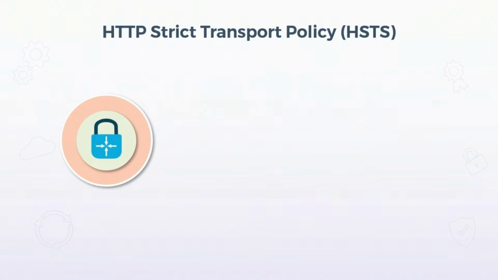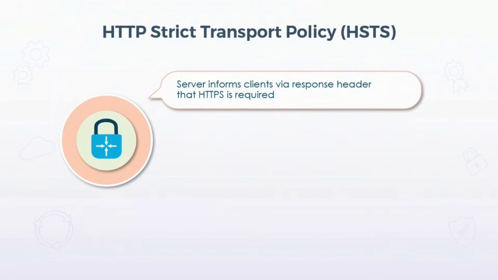Another security misconfiguration is not requiring the use of HTTPS. So we really are talking about HTTP Strict Transport Security policy, or HSTS. Well, what is that? What this means is that the software developers can configure web applications so that the server will inform the client via an HTTP response header.